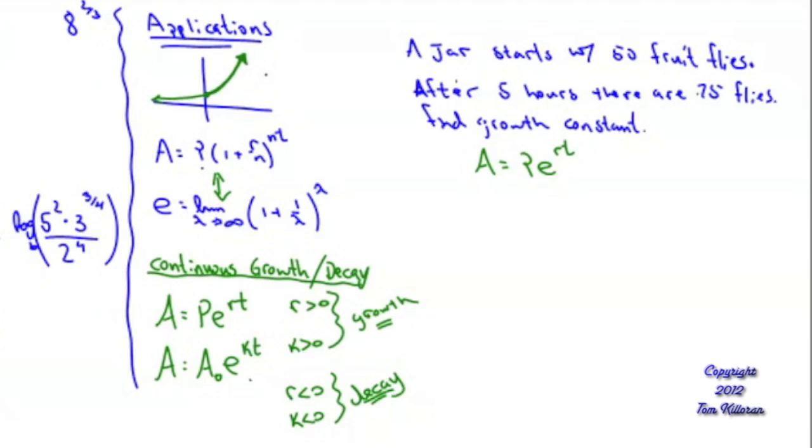A is the final amount after a period of time, by the way. So this is 75. P is usually the population, beginning. That's why I like A sub 0, because it's the initial population. But this is 50. E to the, do I know R? No, that's what I'm looking for. Do I know T? 5. And it's 5 hours, so whatever measurement we use, it has to be hours.